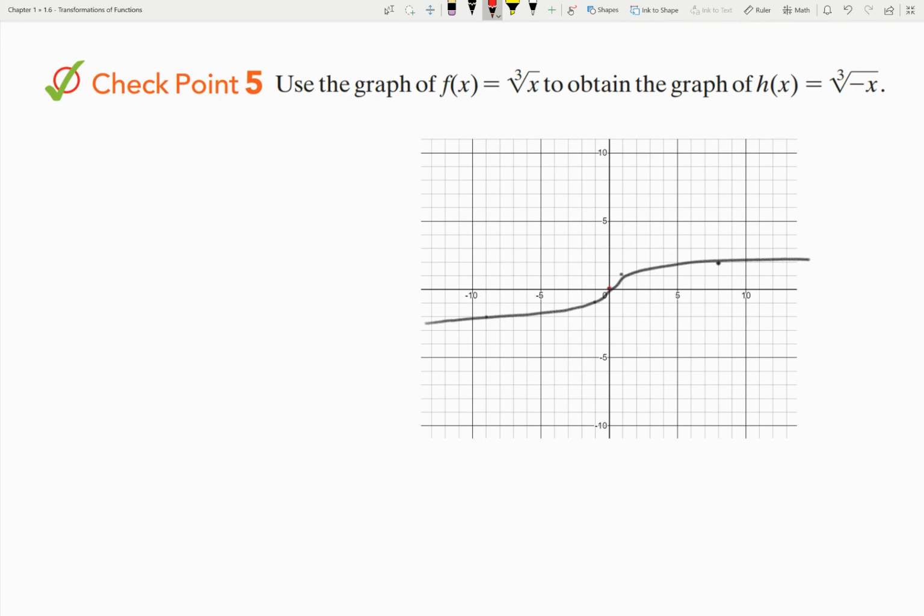Now every point gets reflected across the y-axis. And because of the way this function works, this would really look the same as flipping it over the x. Just flipping over the y and flipping it over the x would look exactly the same. Because the negative third root of positive x is going to be the same thing as the third root of negative x. Just the way the cube root function works.